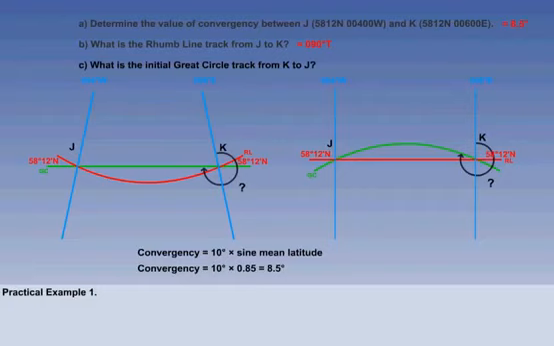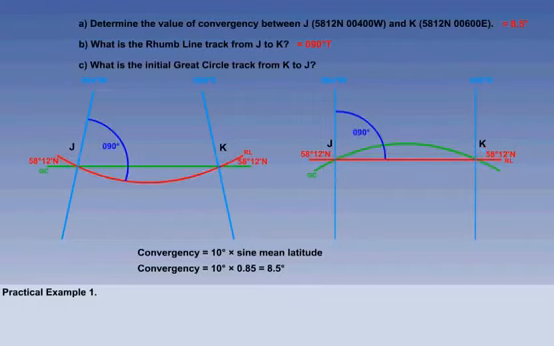Now the third part. What is the initial great circle track from K to J? Think about how you will approach this problem, remembering that this lesson is on conversion angle. What will be your method? You should have appreciated that we know what the rhumb line track from K to J is, so all we have to do is to apply conversion angle to it. What is the rhumb line track from K to J?